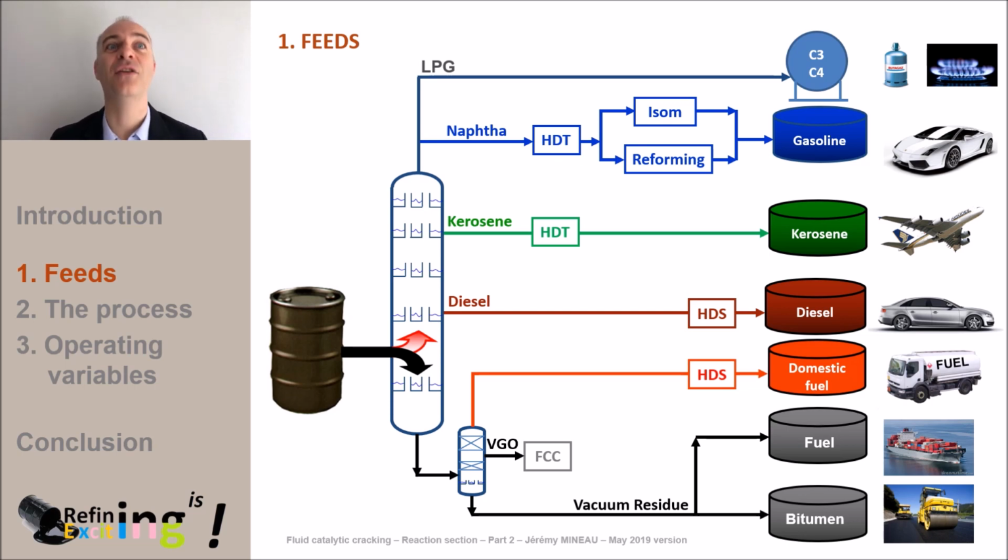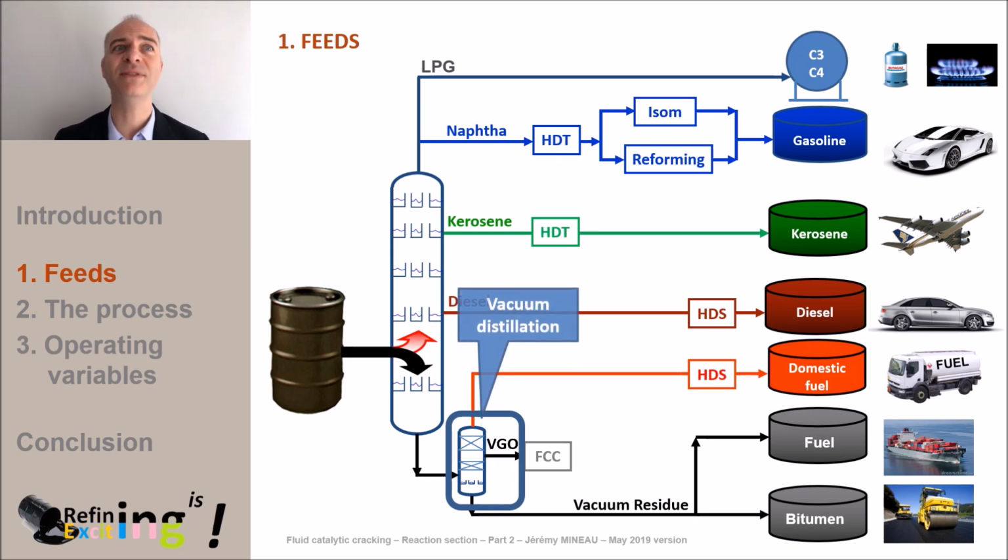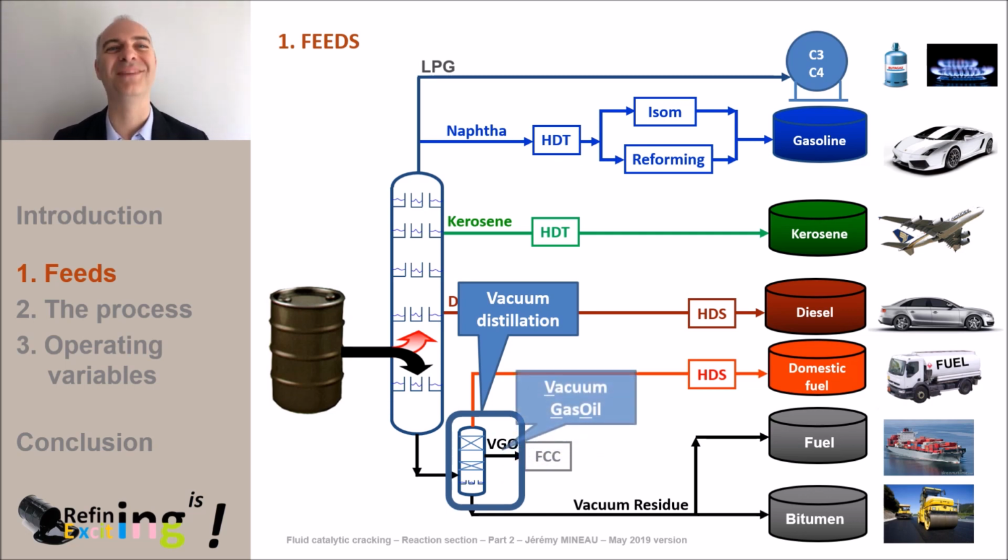As we have seen together in the previous video, the feed comes from the vacuum distillation. In fact, other types of feed can be treated in an FCC, but in these videos we will focus on the feed produced in a vacuum distillation unit that we call VGO for vacuum gas oil.